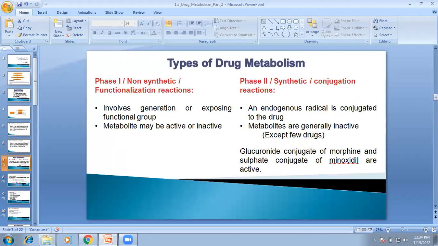Now, phase 1 versus phase 2. What type of actual conversions are going to take place in phase 1 and phase 2? Phase 1 involves generation or exposure of a functional group, and in this case the metabolite, whether it is from A, B, C, D, may be active or inactive after phase 1.